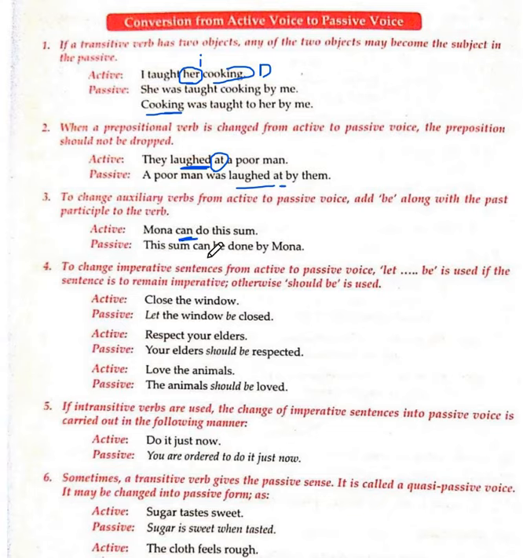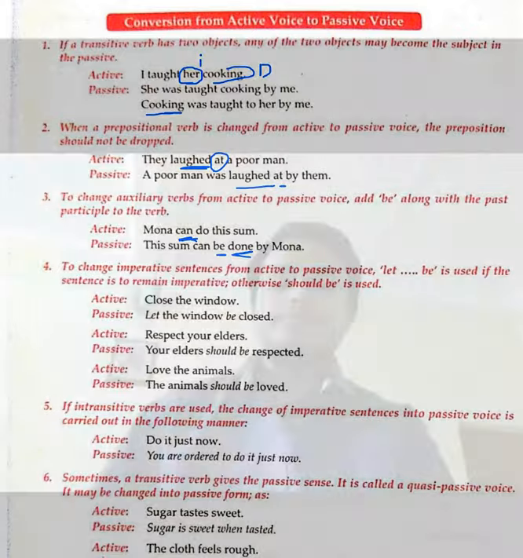So this sum can, and we can see here the modal auxiliary remains unchanged, and we are bringing "be" here. So this one is becoming "this sum can be", and again you can see the third form of the verb, or the past participle form of the verb. So this way we shall be changing it from active to passive.